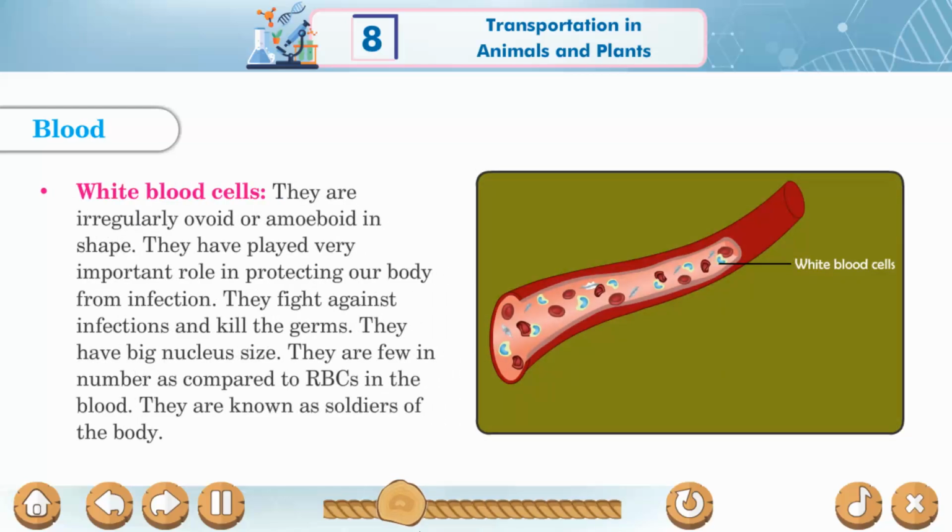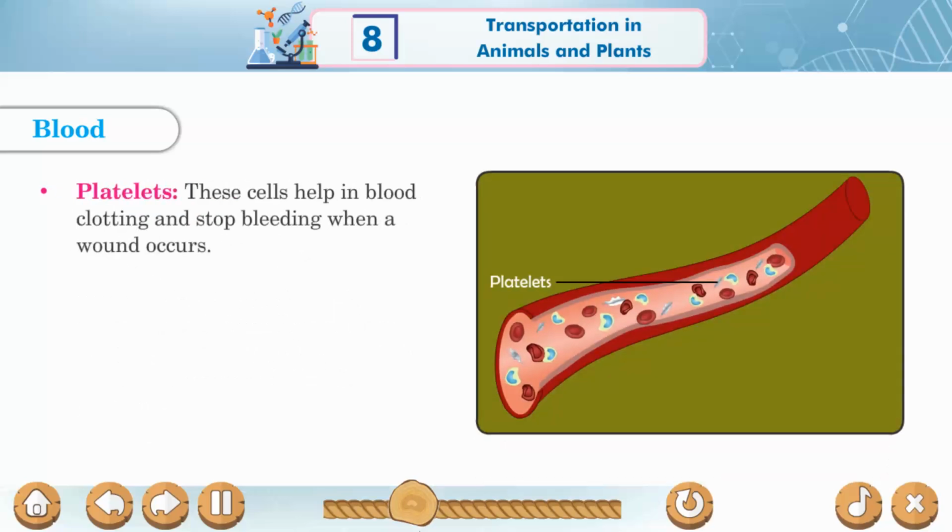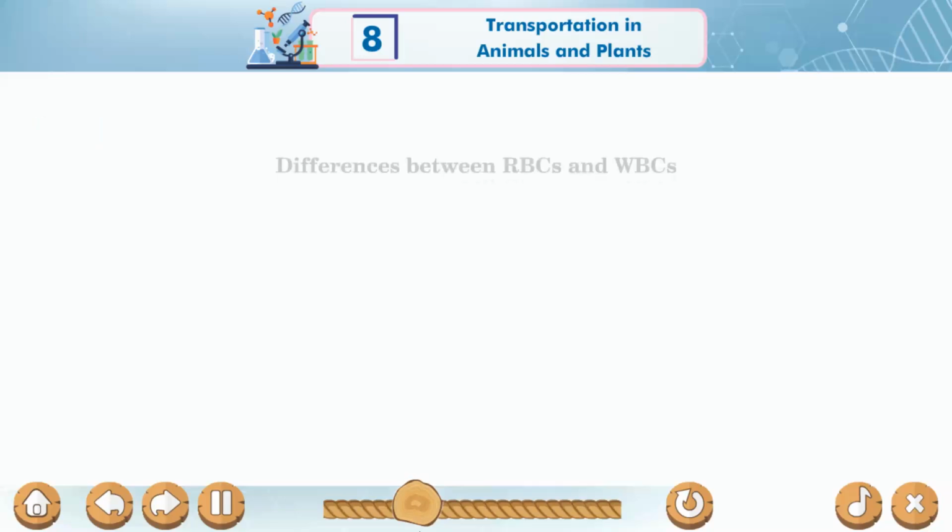White blood cells. They are irregularly ovoid or amoeboid in shape. They play a very important role in protecting our body from infection. They fight against infections and kill the germs. They have big nucleus size. They are few in number as compared to RBCs in the blood. They are known as soldiers of the body. Platelets. These cells help in blood clotting and stop bleeding when a wound occurs.